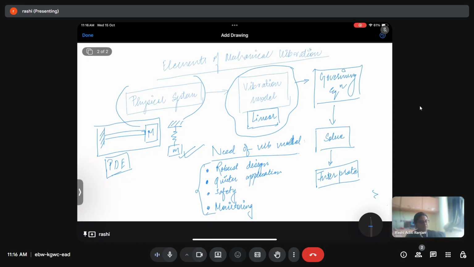Apart from that, this is a very long-term situation. Like we left the system for 10 years to operate. We are not even constantly monitoring it. But that is not the case for a system where a catastrophic failure can happen. Like for example, in case of turbines, right?